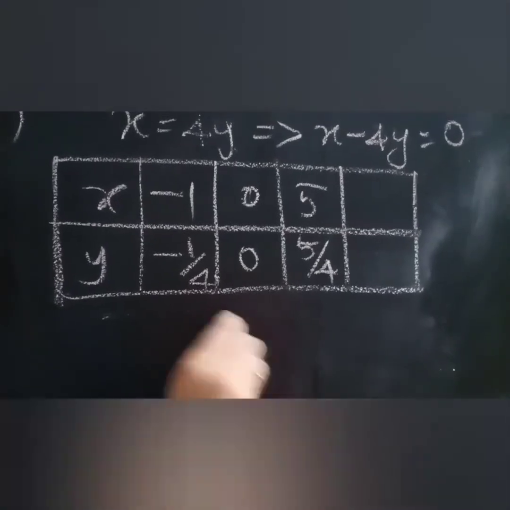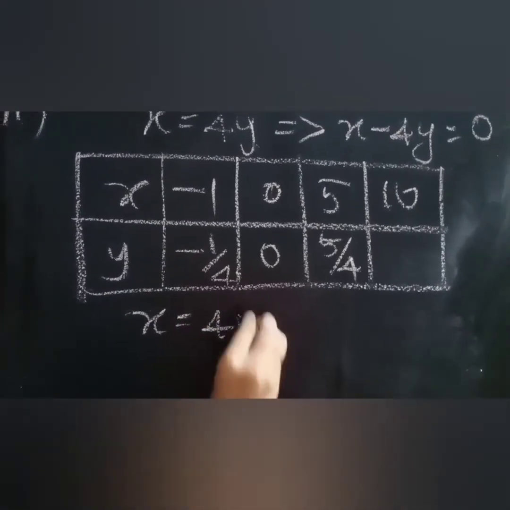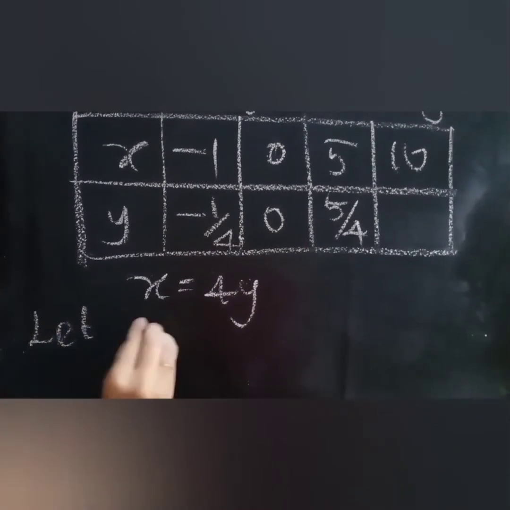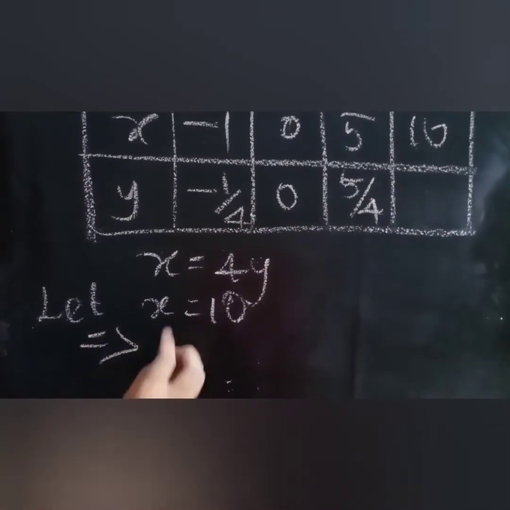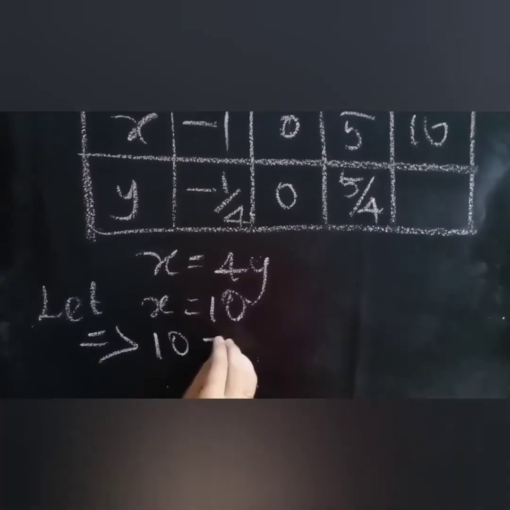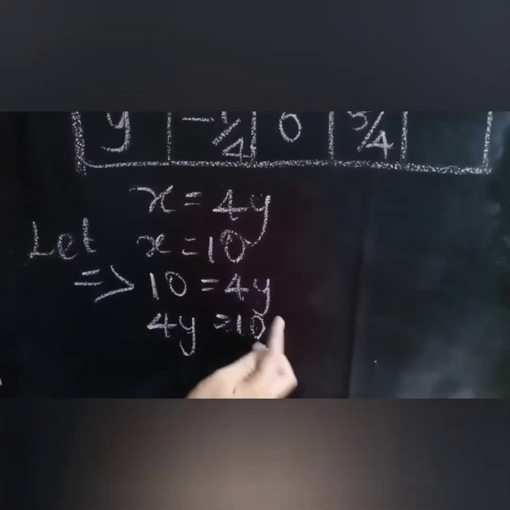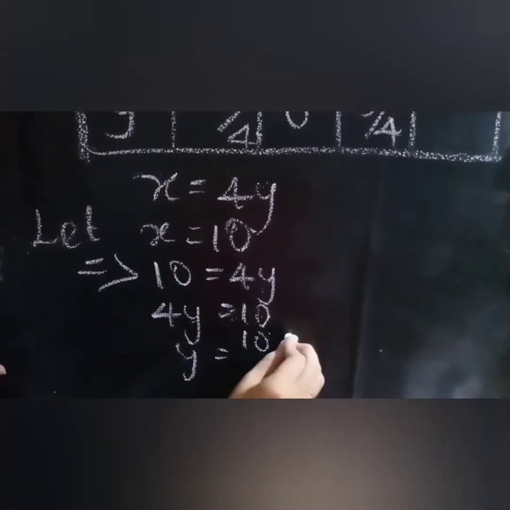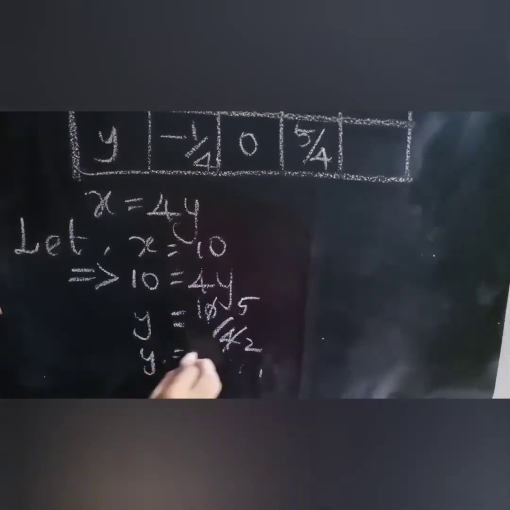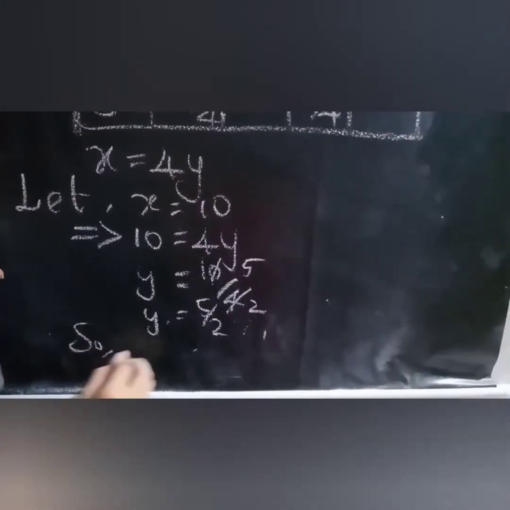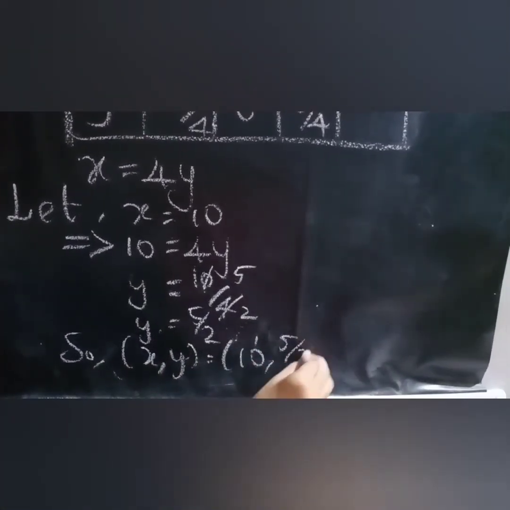Okay, now just tell me the fourth solution. Let me take the value x equal to 10. Just substitute this value in the given equation x equal to 4y. So 10 equal to 4y. So y equal to 10 divided by 4. Here, just cancelling it, y is equal to 5 by 2. So the fourth solution is 10 comma 5 by 2.